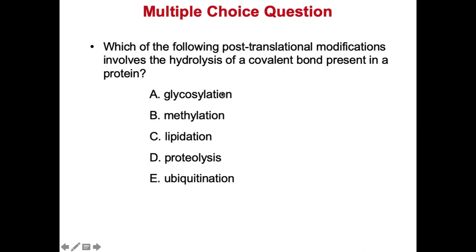Glycosylation is addition of carbohydrate groups. Methylation, addition of a methyl group. Lipidation is addition of a fat. And ubiquitination targets proteins for degradation.